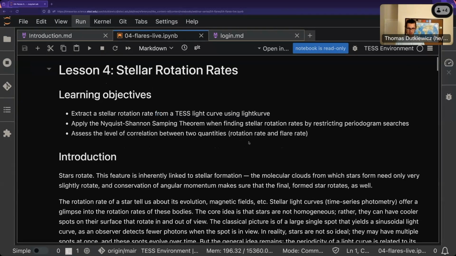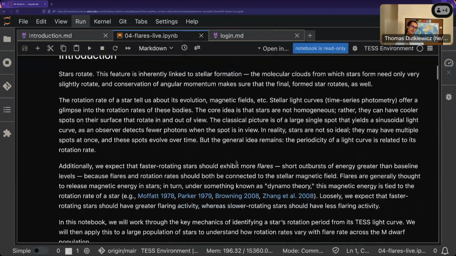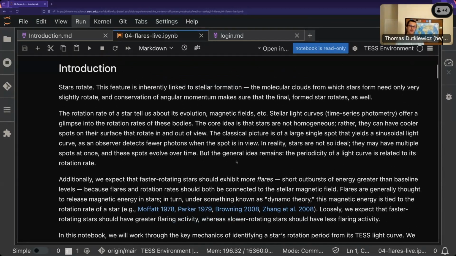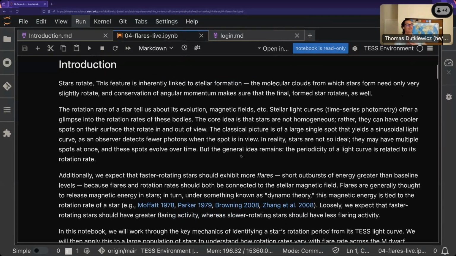Objectives out of the way, let us go ahead and proceed to the introduction. This is potentially my favorite line that has ever been written in a Jupyter notebook. Introduction. Stars rotate. Period. Full stop. Just it's a nice blend of simplicity and accuracy. Basically, every star has some kind of rotation, and it's inherently linked to stellar formation.